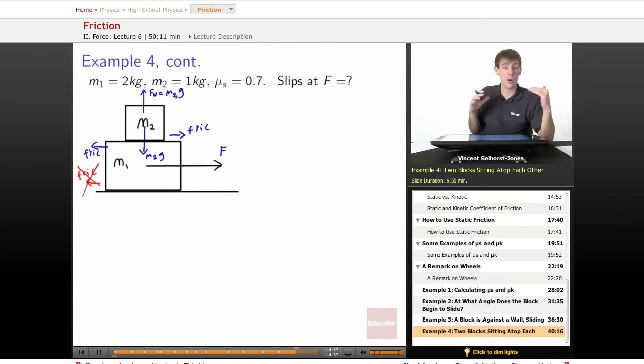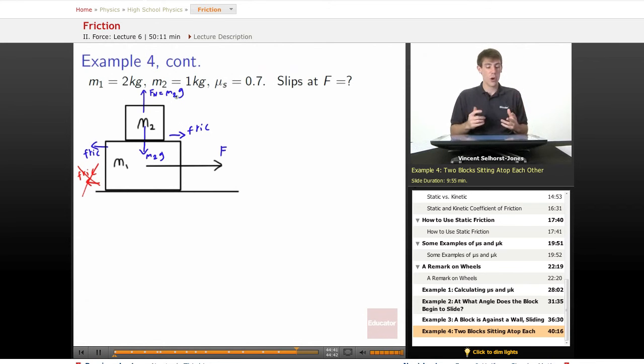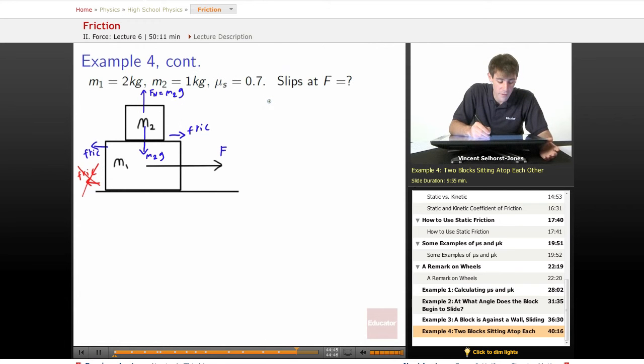So that means that the normal force has to equal M2 times G. All right, so with this in mind, we can start coming up with our formulas. So net forces, we know that F will make this the positive direction. We know that F minus friction equals the mass m1 times the acceleration, right?